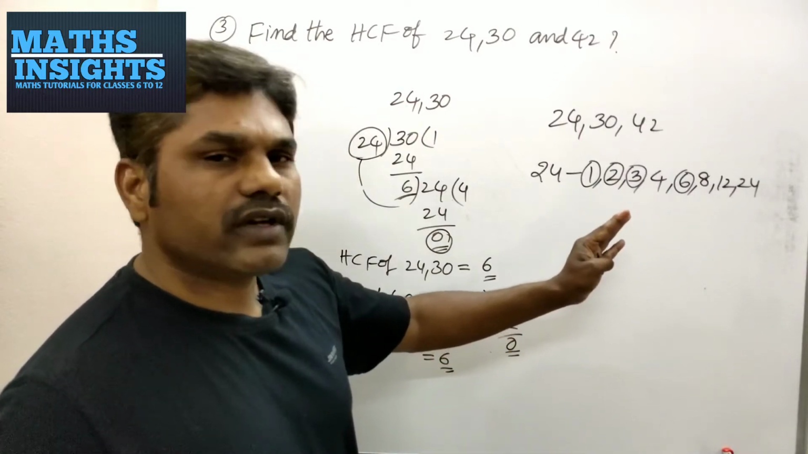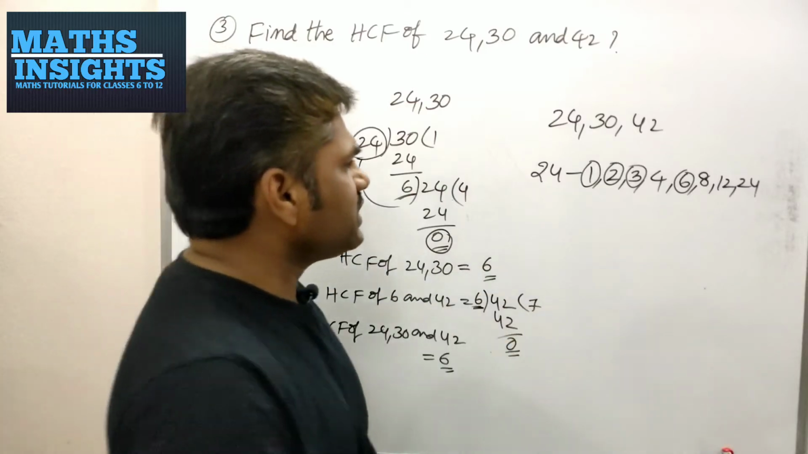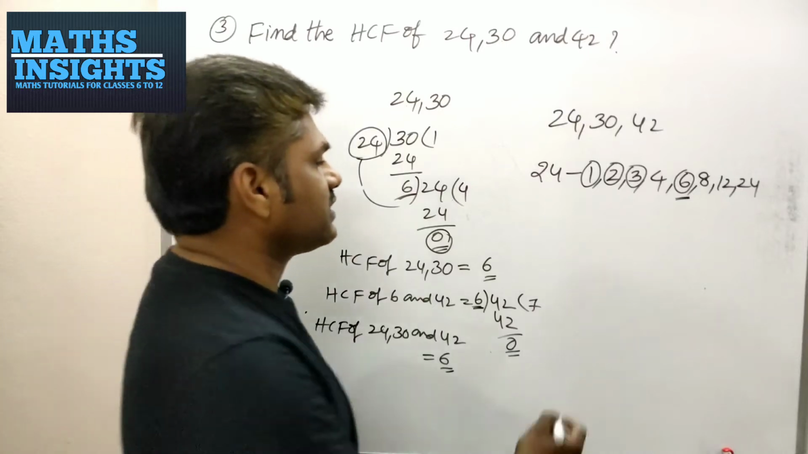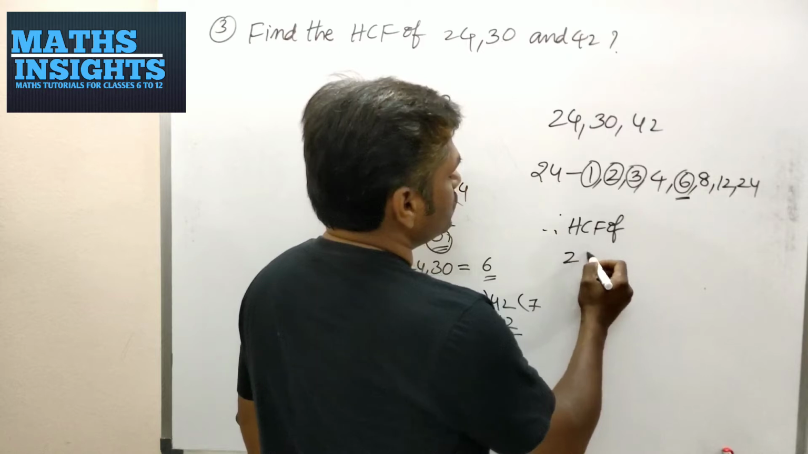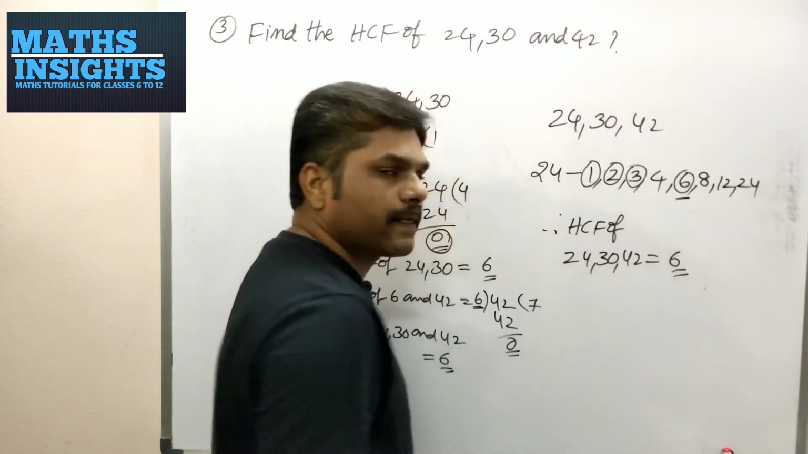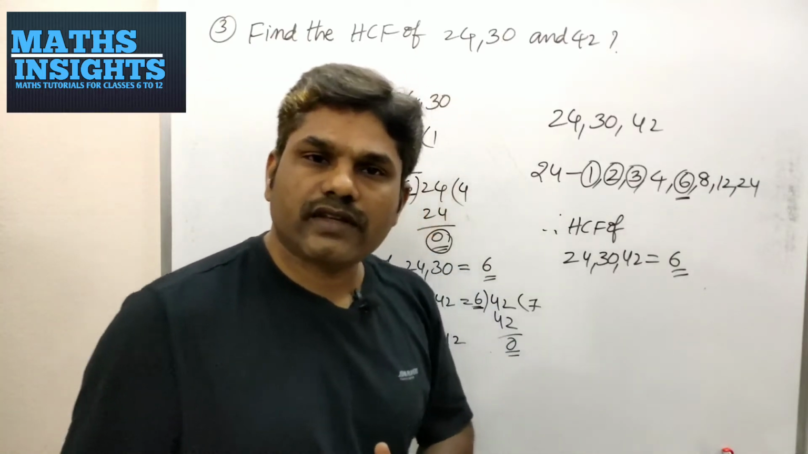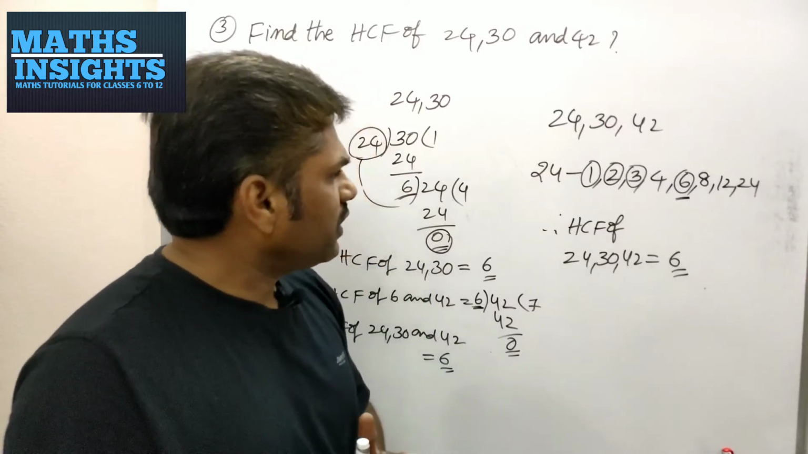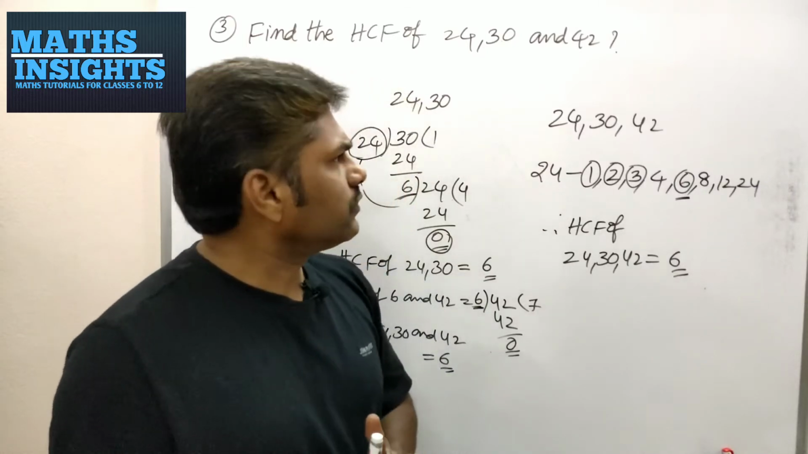8 is not. 12 is not, 24 is not. Then what is the highest common factor? 6. Therefore, the HCF of these three numbers 24, 30 and 42 is equal to 6. This is the very easy way to find the HCF of the given numbers. And there is another approach also.